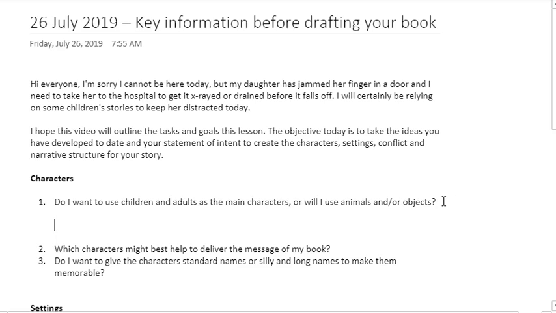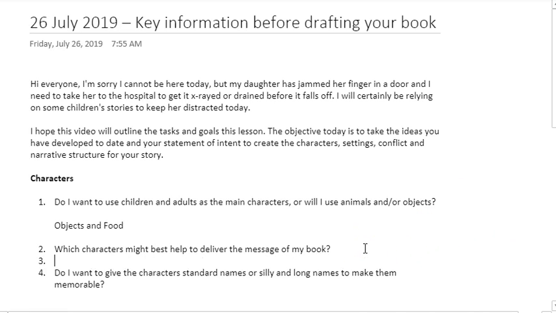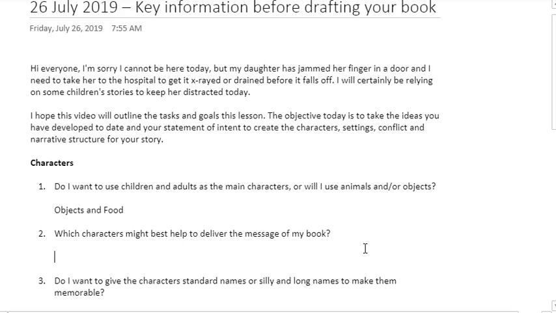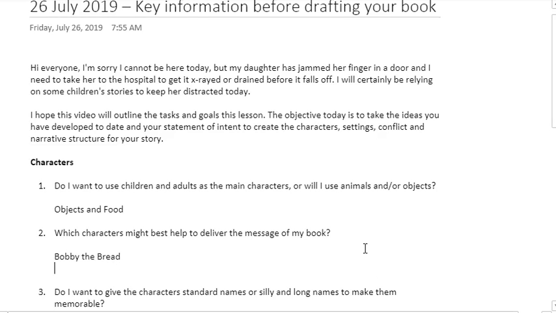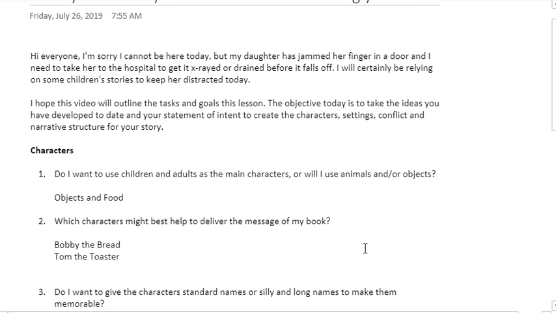And like we discussed yesterday, I'm going to go with a slice of bread and a toaster. So I'm going to go with objects and food as my particular characters for this book. Now, in terms of the characters, again, I said I would go with some bread, so I call him Bobby the bread, Tom the toaster, and a number of other kitchen foods and accessories to get that message across.